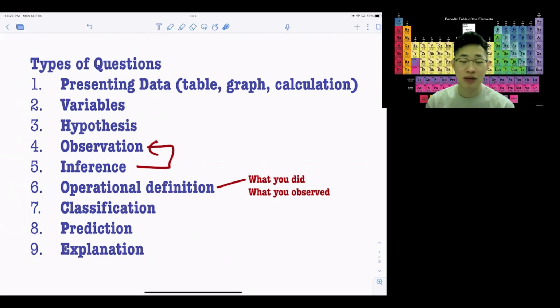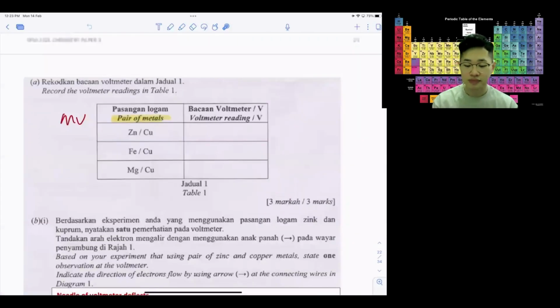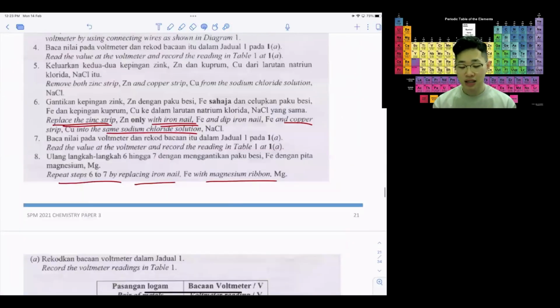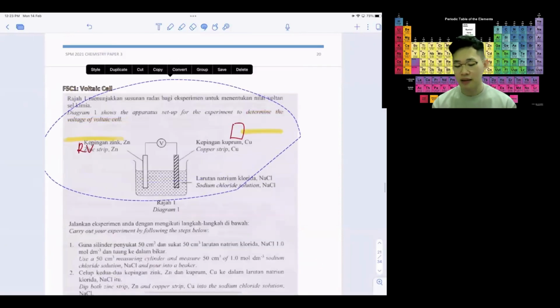Explanation is like a paper 2 question. Explain something, a theory, a concept. Now we will go through some popular experiments that can come out in your paper 3.